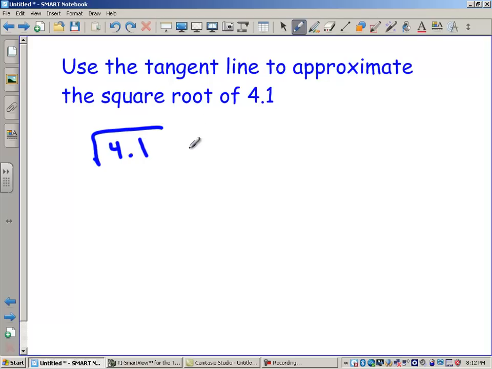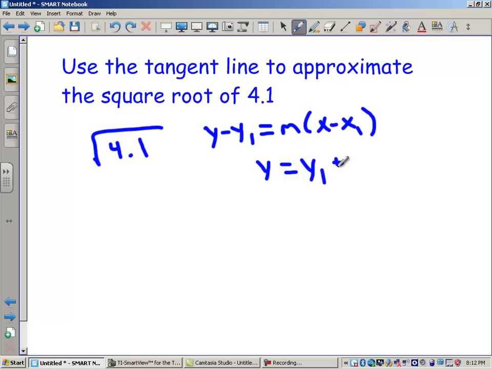So let me show you how we can use the tangent line to approximate the square root, and let's see how good it is. First of all, I'm going to use the tangent line by making a tangent line. And of course, we've done y minus y1 equals m times x minus x1. I'm going to go ahead and add the y1 to both sides, and this is the version that I'm going to use, y1 plus m times x minus x1.